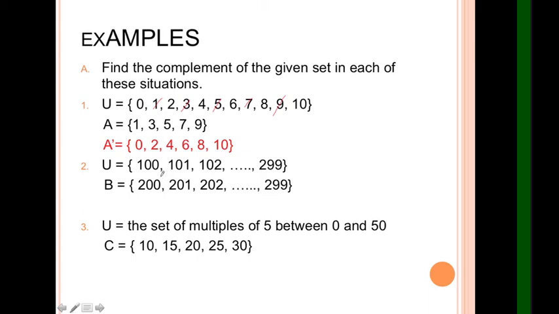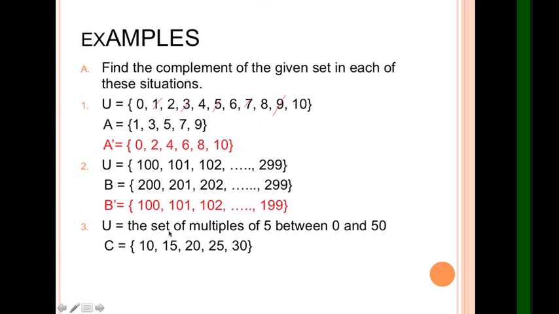How about this one? So, we have 100 to 299 and we have 200 to 299. Aalisin natin 200 to 299. So, matitira 100 to 199. Okay, so that is the complement of B. Okay, of the set B.